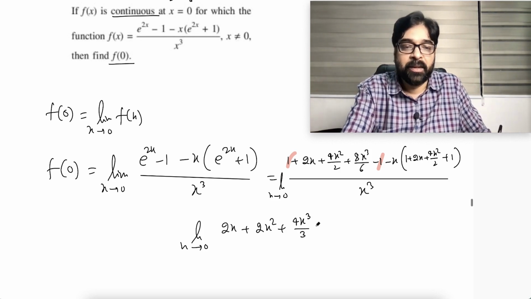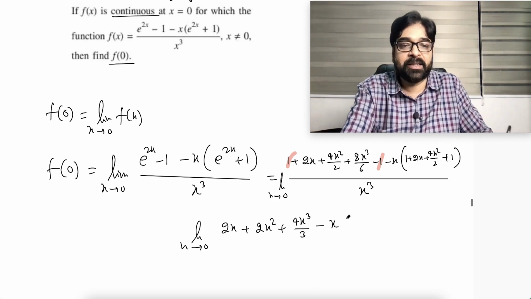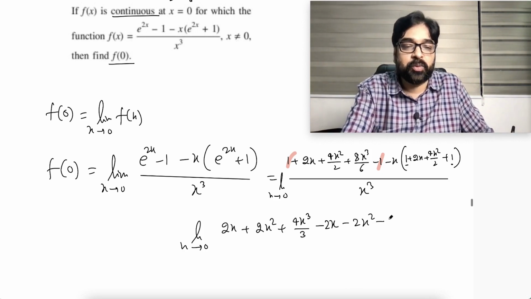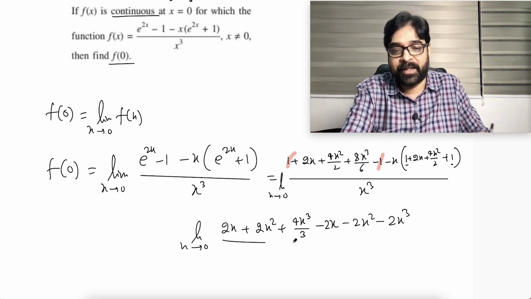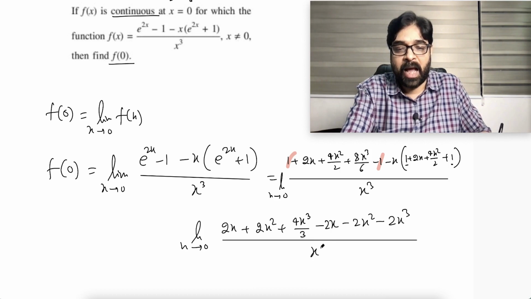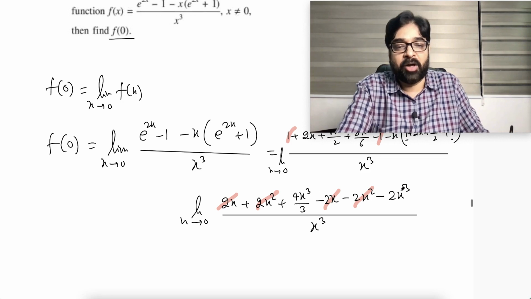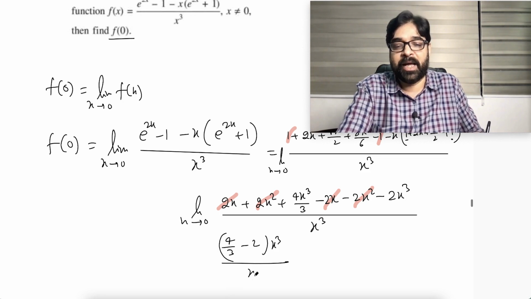Right? The 2 cancels. Minus x multiplied by 1 plus 2x, minus 2x, minus 2x square. This will multiply here: minus 2x, minus 4 by 2, so minus 2x cube, divided by x cube. I am sure everybody is able to understand. The 2x goes, the 2x square goes, and x cube is common from here and cancels. So we will get 4 by 3 minus 2, into x cube divided by x cube.